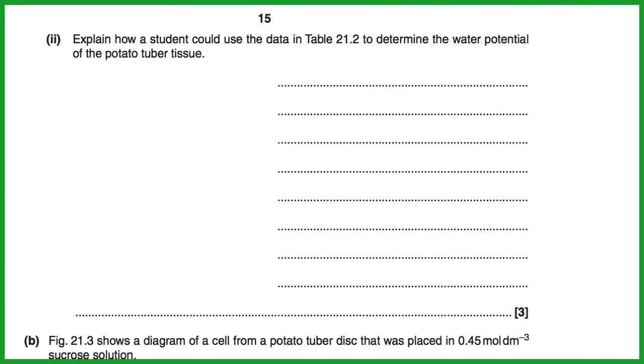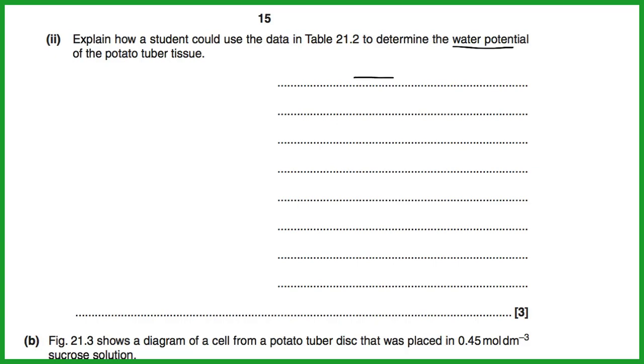So explain how a student could use the data in the table to determine the water potential of the potato tuber tissue. Now the concept here is that the water potential of the potato tuber tissue determines how much water it has gained or lost in each of the different concentrations of sucrose.